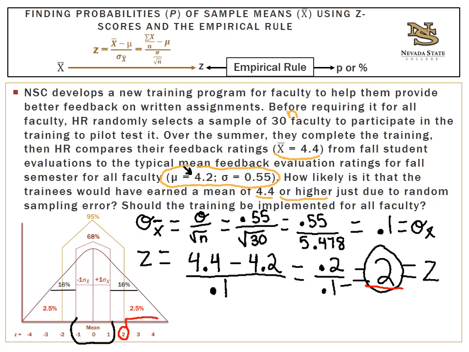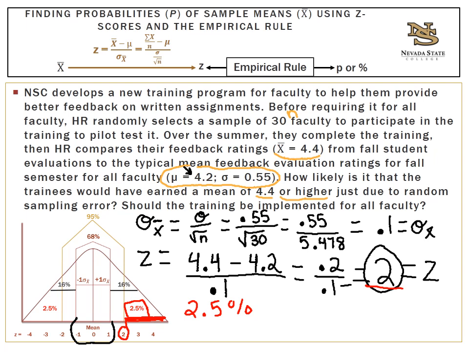So this represents 2 or higher just due to chance, and that lands us on a 2.5%. So there's a 2.5% chance that we would have gotten a sample mean of 4.4 or higher if training did not work. So it's highly unlikely that we got that mean if training did not work. So that probably means it's likely we got that mean because training actually worked.